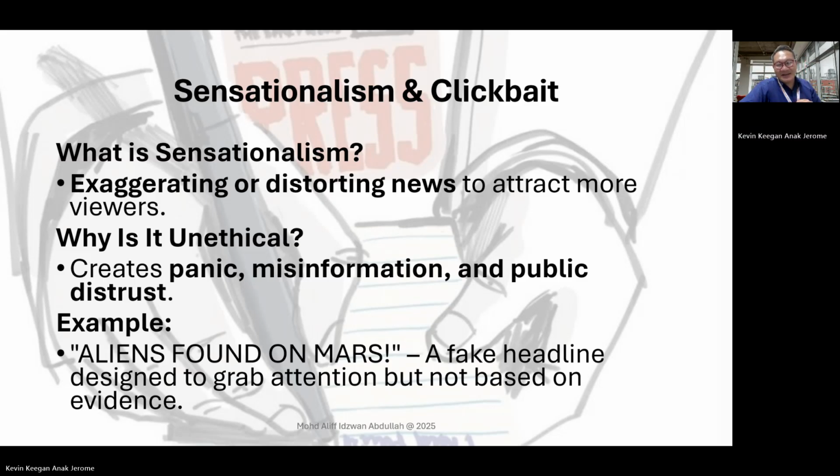Sensationalism and clickbait. What is sensationalism? Sensationalism is exaggerating or distorting news to attract more viewers. It is unethical because it creates panic, misinformation, and public distrust. Example: "Aliens found on Mars." A fake headline designed to grab attention, but not based on evidence.